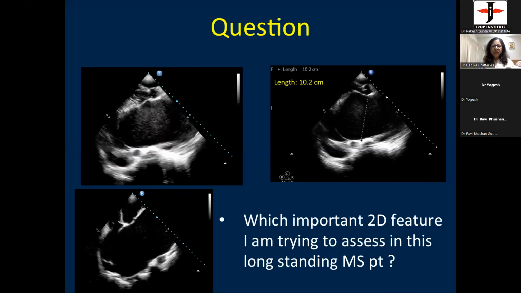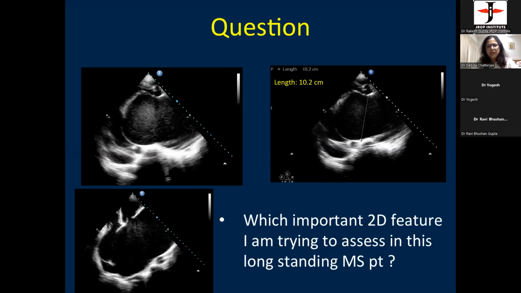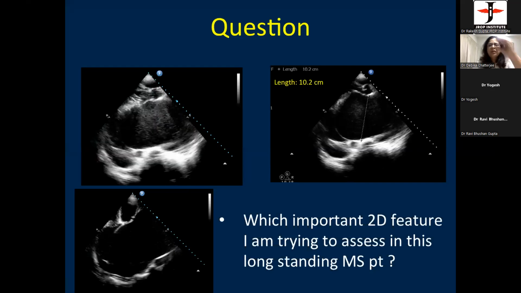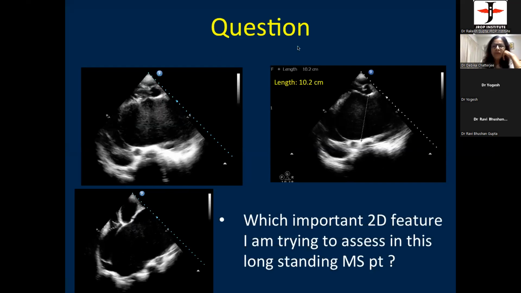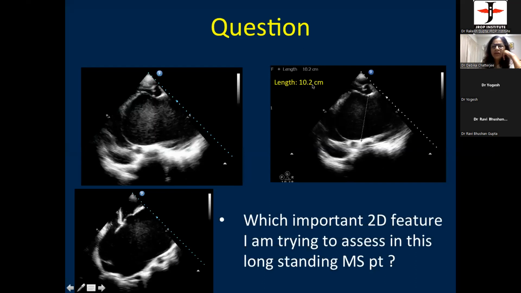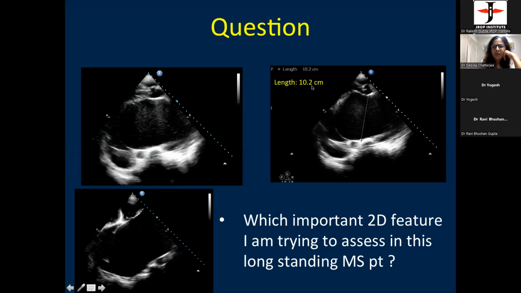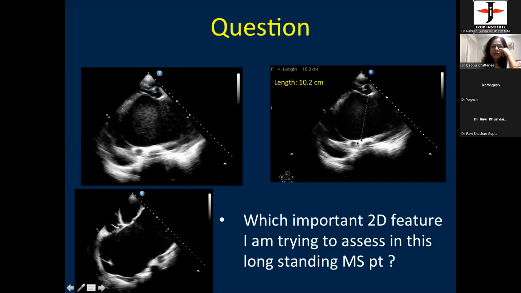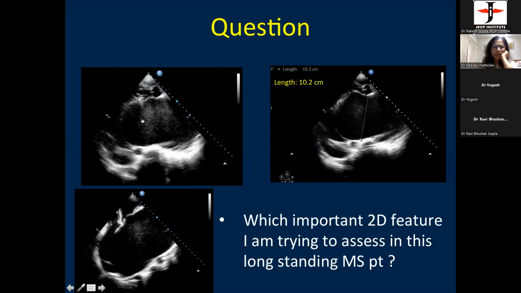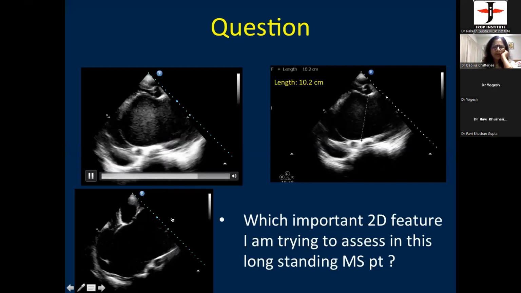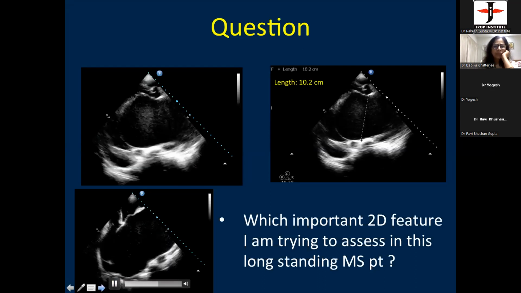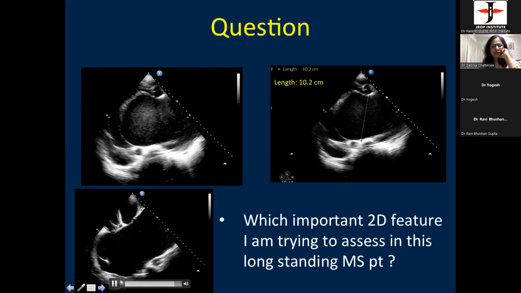So what is this LA described as? Giant LA. Good, very good. What is the length here? I have measured, ma'am; the length is 10.2 centimeters. So a length of 10.2 centimeters, it is a giant LA. You see the LA, it's huge. Yes, ma'am, hugely dilated. Thank you. Next question, next candidate.